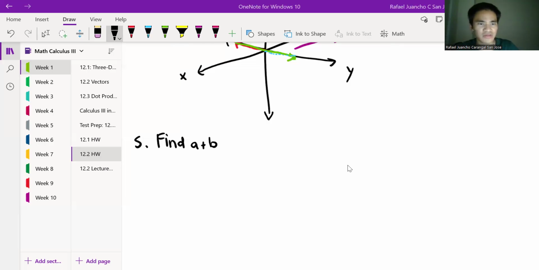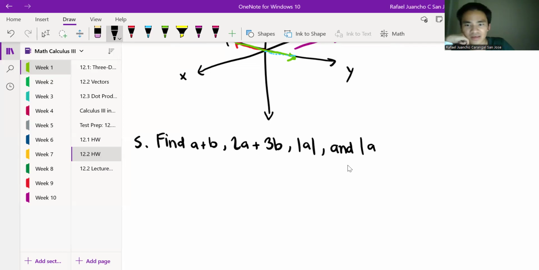Okay, so here we find A plus B. I'm assuming these are vectors. 2A plus 3B. The magnitude or the length of vector A and the length of A minus B. And we're actually given the vectors here. So you have 12, -5. For B, we have 4 and 1.